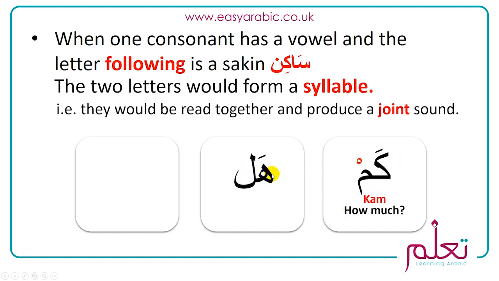Next one, we've got the ha and the lam, and put a sukun on there, it becomes hel, which means is. Next one, meem with the kasra and the noon with the sukun, that becomes min, which is from. So we've got kem, hel, and min. You'll see a lot of examples where the sukun is used, aina, kaifa, and so forth. But we'll cover these as we go through the lesson.